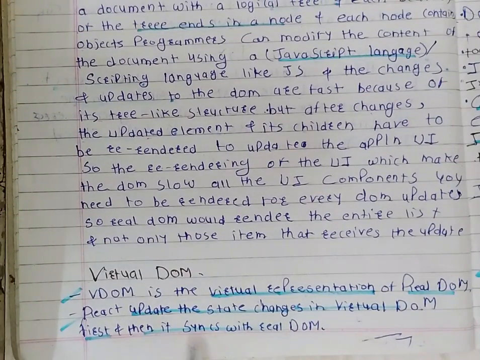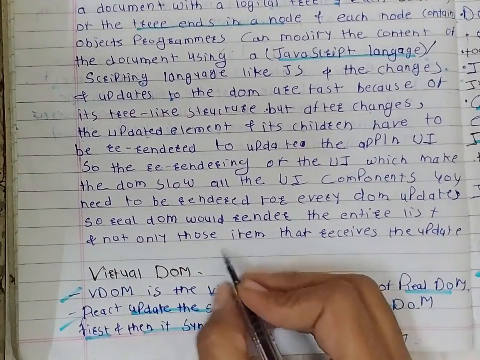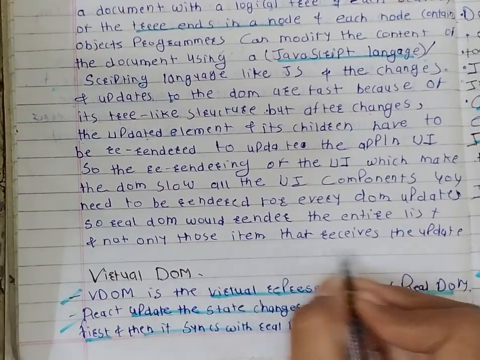So basically virtual DOM is an exact copy of the real DOM, but is a virtual representation. React updates the state in the virtual DOM first, and then it syncs with the real DOM. It's simply like there is a real DOM and there is a virtual DOM.